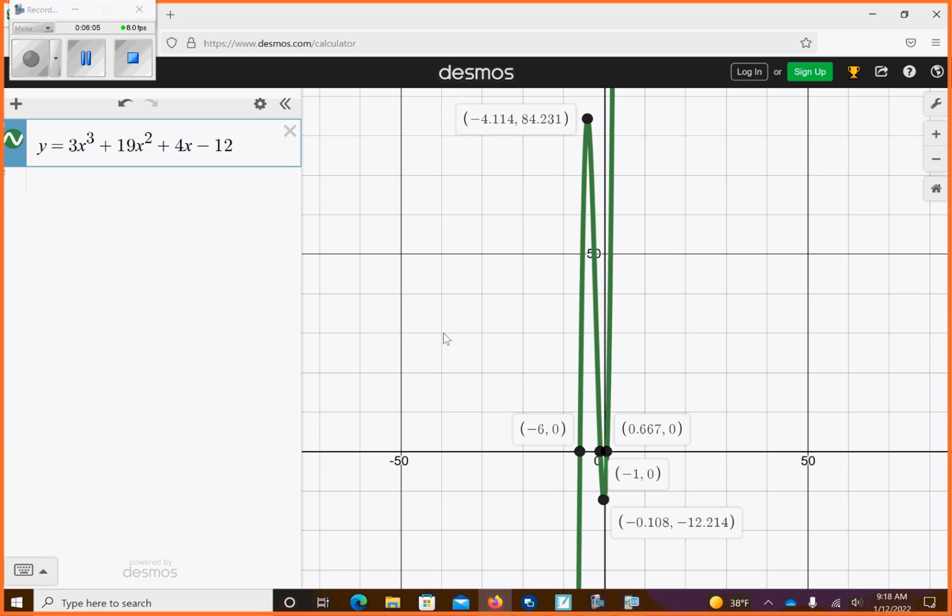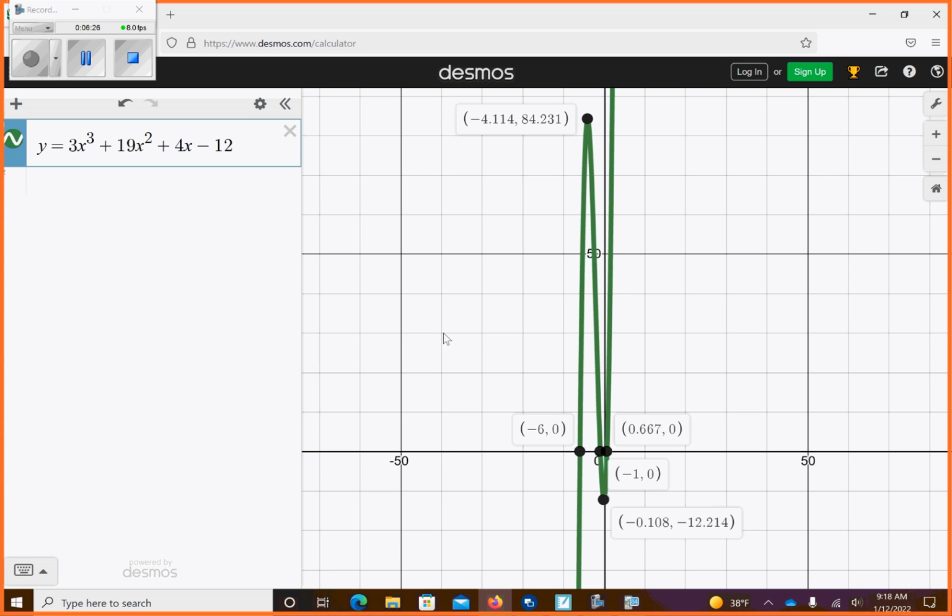We have solutions at -6, at -1, and at 0.667. Now 0.667 is 2/3. It doesn't bother me if you can convert a decimal to a fraction or a fraction to a decimal. If you give me the fraction answer or the decimal answer, you're totally right. So those are solutions. Solutions just means where does it cross the x-axis.